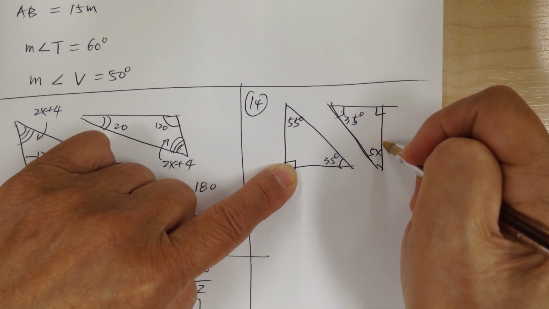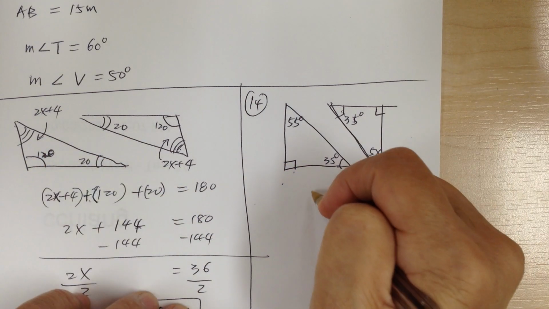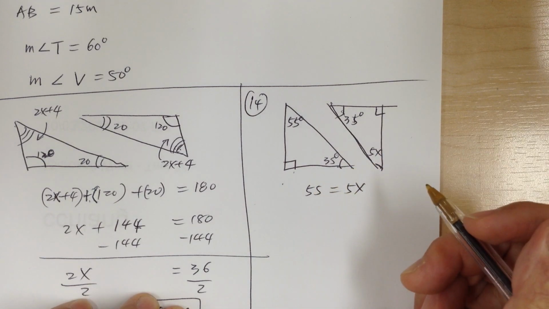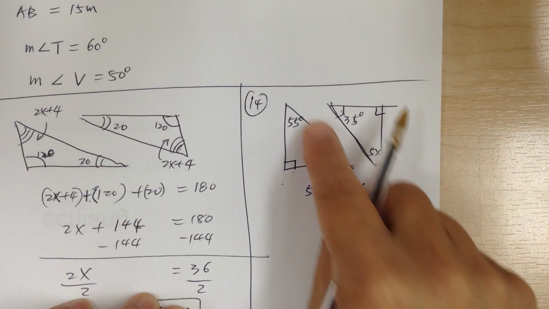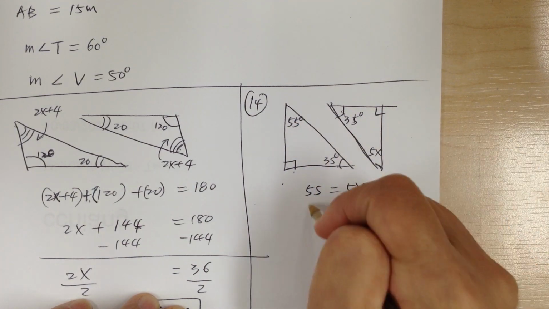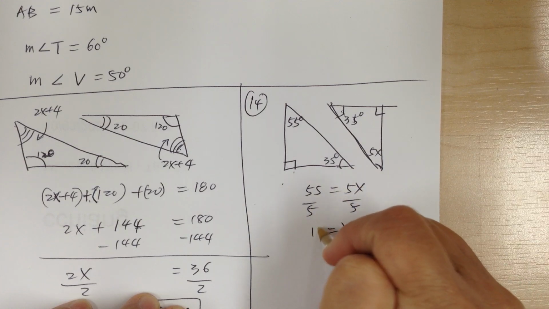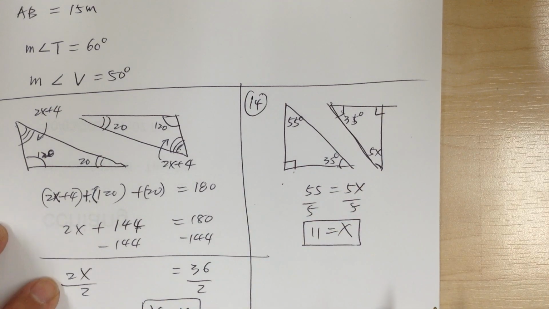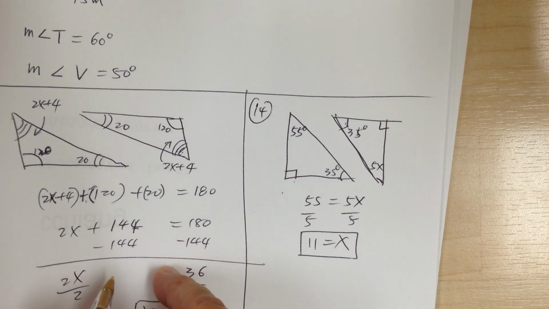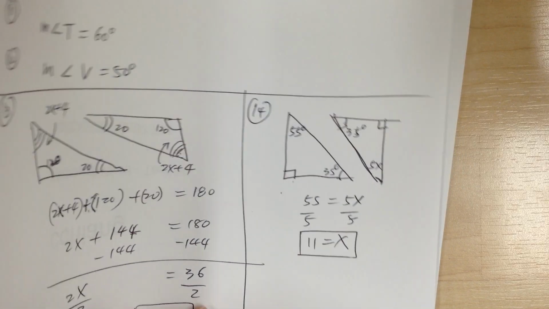So this would be a 55 degrees. Right? Again, 2 angles have to make up equal to 90. So this side, by matching, you can see that 55 equal to 5x. Okay. So again, 3 angles have to add up equal to 180. Okay. So divide by 5, so x equal to 11. Okay, let's go to the next one.